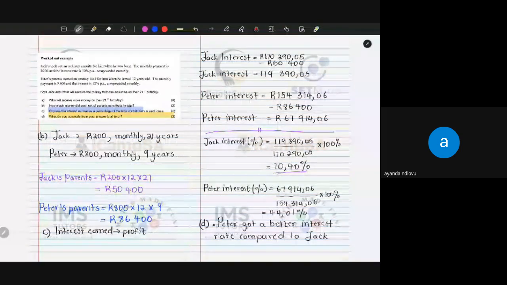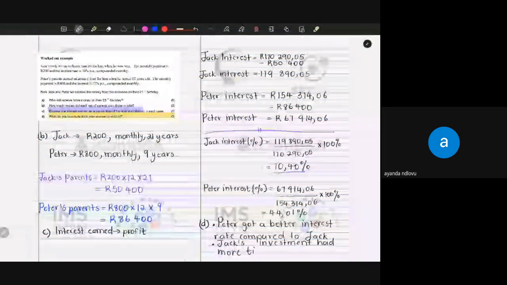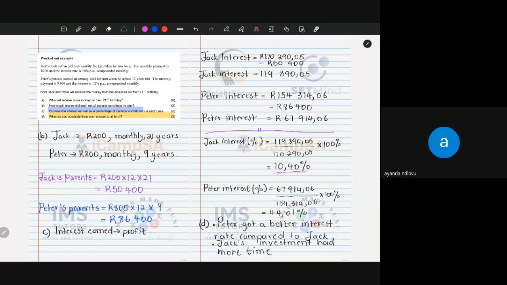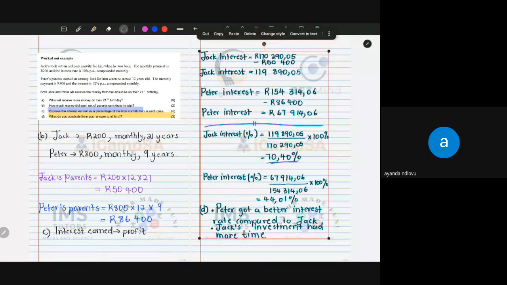You guys see that Peter was given 12% compounded monthly and Jack was given 10% compounded monthly. So that is 1 point. The second point is that we can clearly see that Jack's investment had more time. So essentially all you are doing is writing what you see here. So Jack's money had more time to stay in the bank compared to Peter. Then what happens at the end?